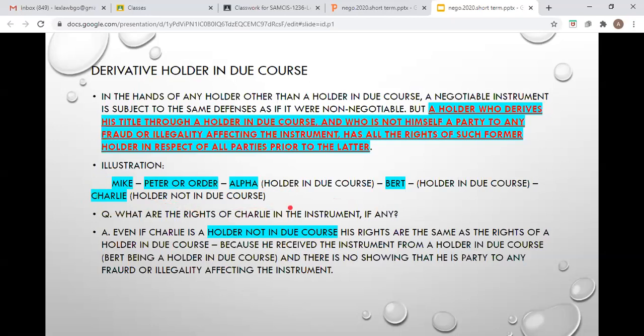Because Dar is no longer considered a derivative holder in due course. Firstly, because he did not receive the instrument from a holder in due course. Rather, he received it from a person who is a holder not in due course. Okay?